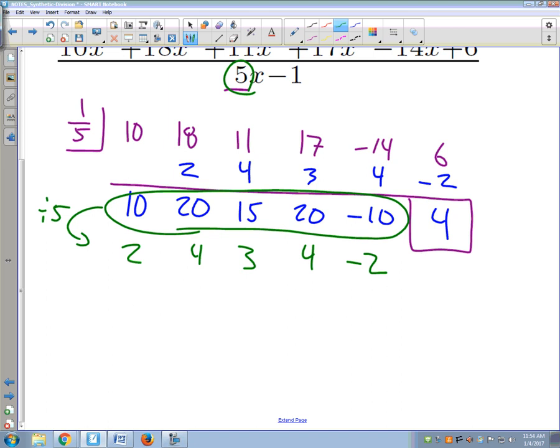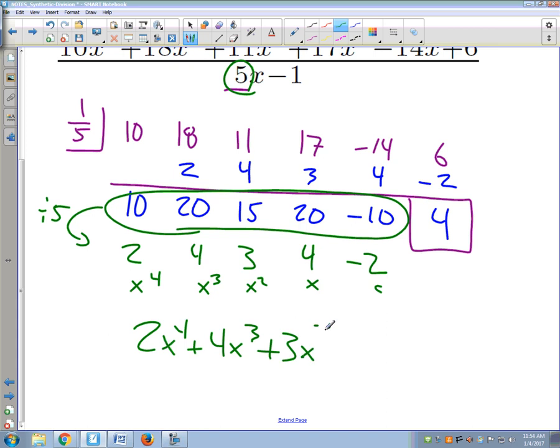Final answer here, what do we got? Constant, x squared, x to the third, x to the fourth. So 2x to the fourth, 3x squared, plus 4x minus 2 with the remainder of 4 over 5x minus 1. And that's it.